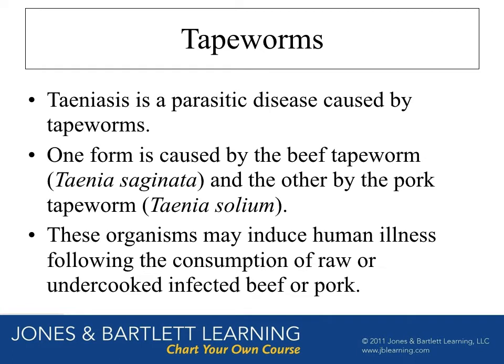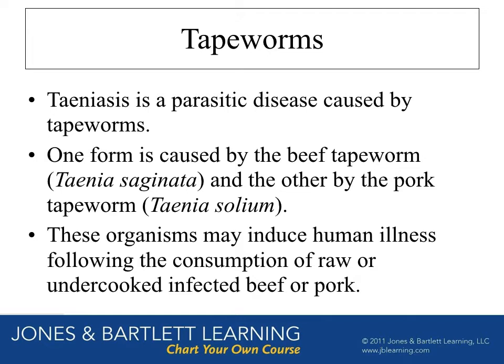Tapeworms, Taeniasis, is a parasitic disease caused by tapeworms, the beef tapeworm, the pork tapeworm. They can induce illness following the consumption of raw or undercooked infected beef or pork or other things. You can also get this from just direct contact if you happen to work around animals. Then this can be transmitted through direct contact if you're not washing hands, and things like that can become infection with the tapeworm.